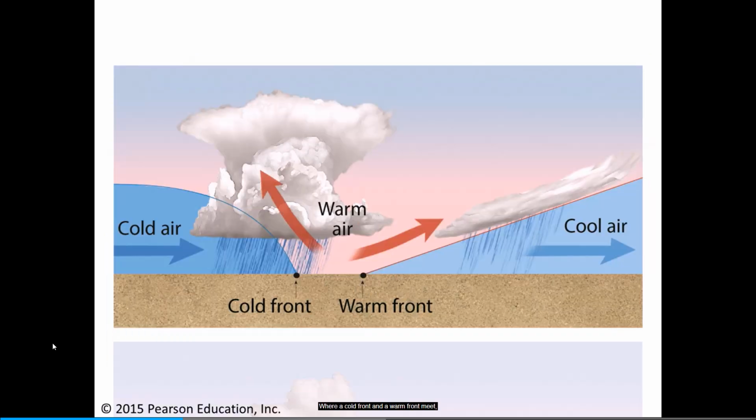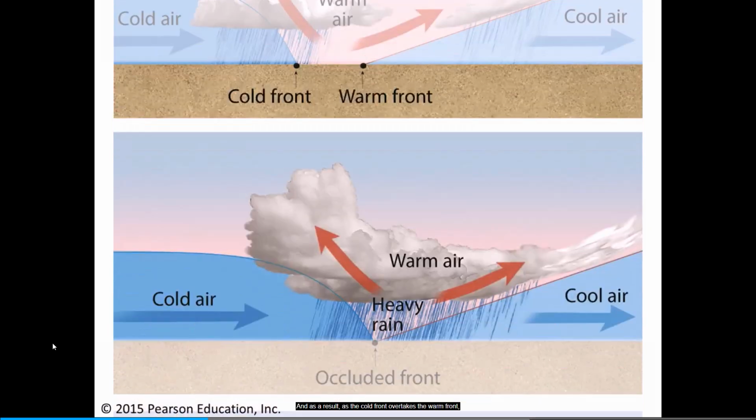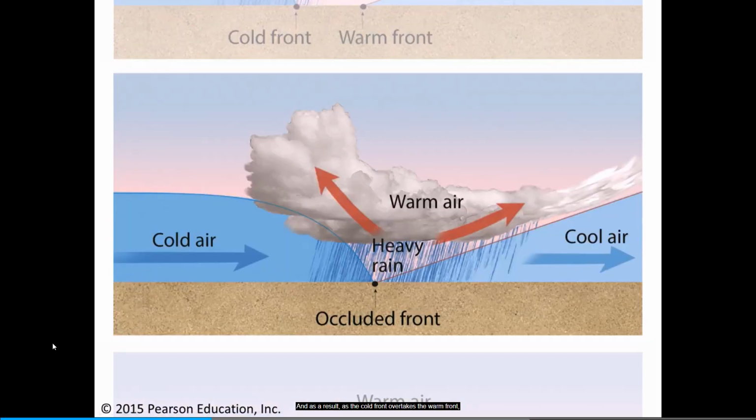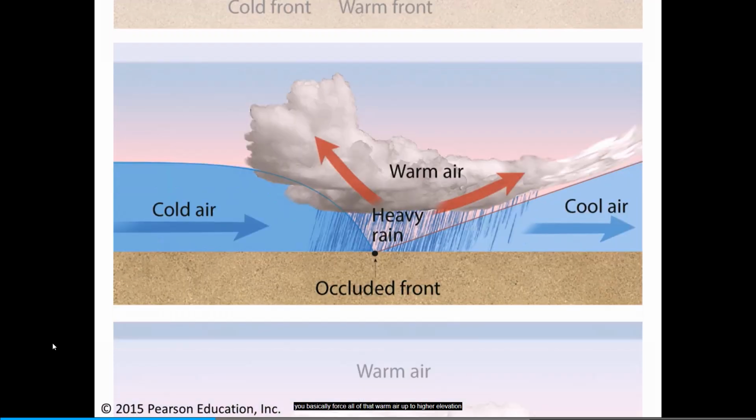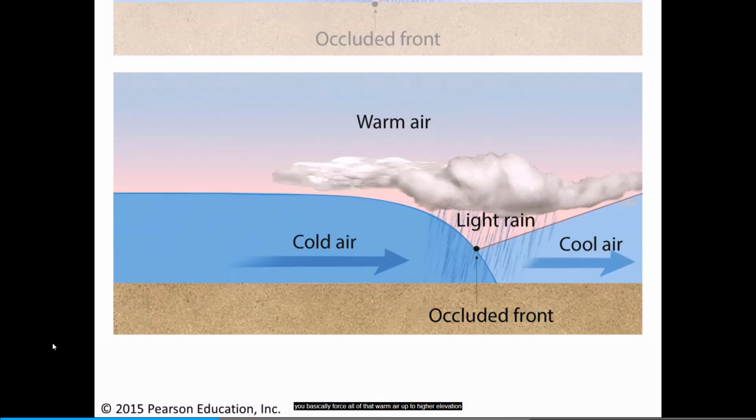Where a cold front and a warm front meet, you can see the development of what's called an occluded front. This is where essentially the warm air is getting wedged from one side by a cold front and from the other side by a warm front. And as a result, as the cold front overtakes the warm front, you basically force all of that warm air up to higher elevation and end up producing a uniformly cold air system down at the ground surface and warm air aloft.